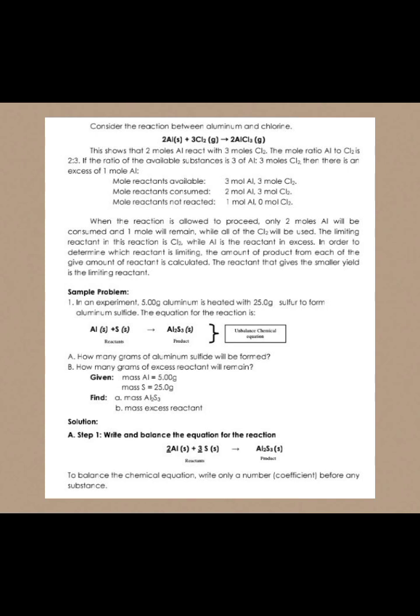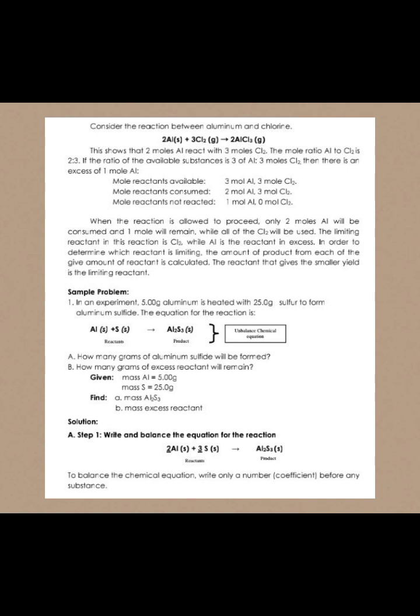Sample problem number 1. In an experiment, 5.00 grams aluminum is heated with 25.0 grams sulfur to form aluminum sulfide. The equation for the reaction is Al + S → Al2S3, the unbalanced chemical equation, where Al and S are the reactants and Al2S3 is the product. A. How many grams of aluminum sulfide will be formed? B. How many grams of excess reactant will remain?